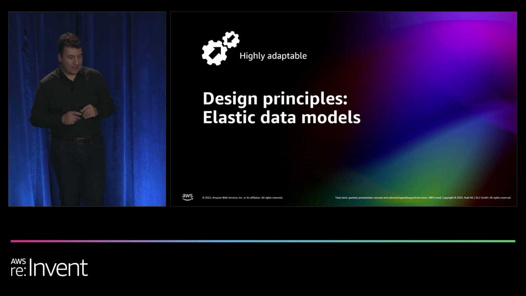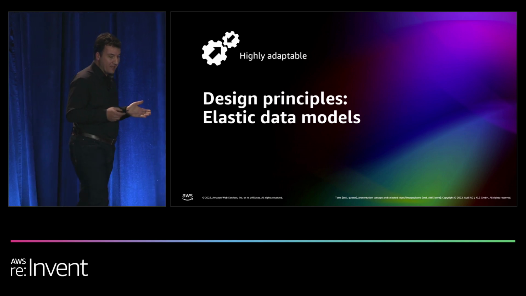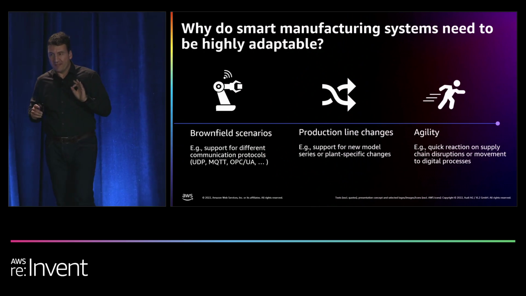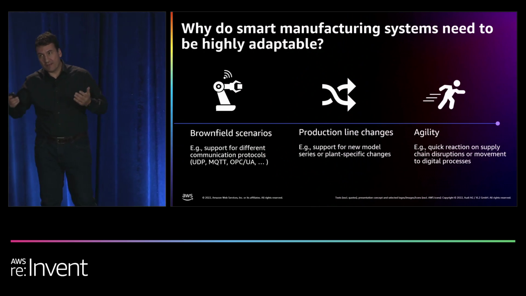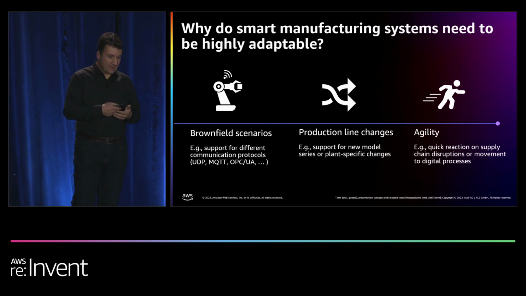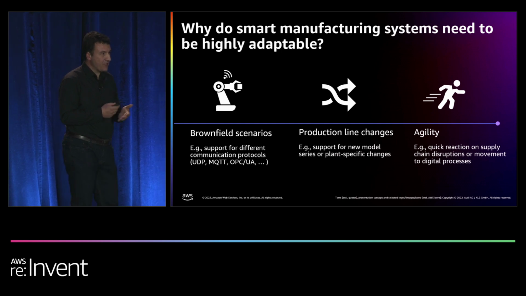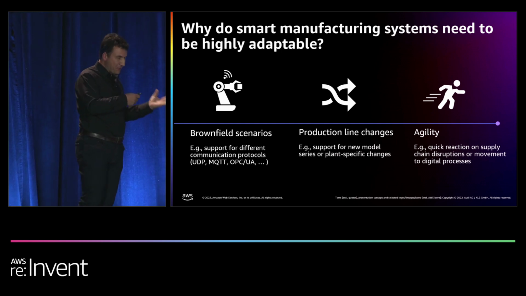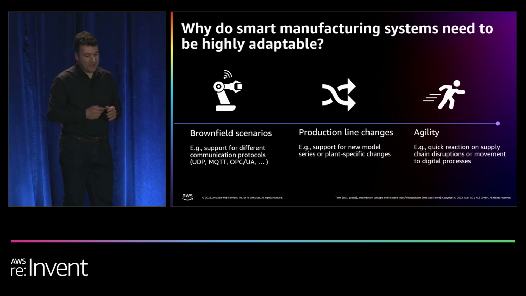Next challenge, adaptability. And here we'll have a look at a design principle, which we call elastic data models. First, why do we need to be highly adaptable? Well, usually if you are creating a smart manufacturing application, you are in a brownfield scenario. It could be that you create a new plant from scratch, but this is not happening so often.